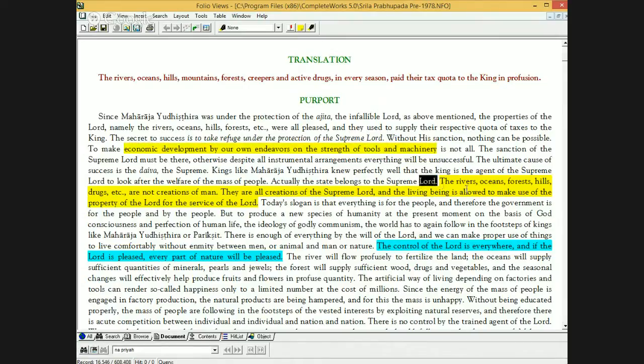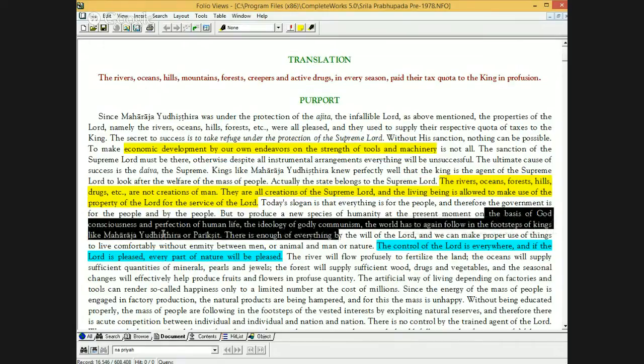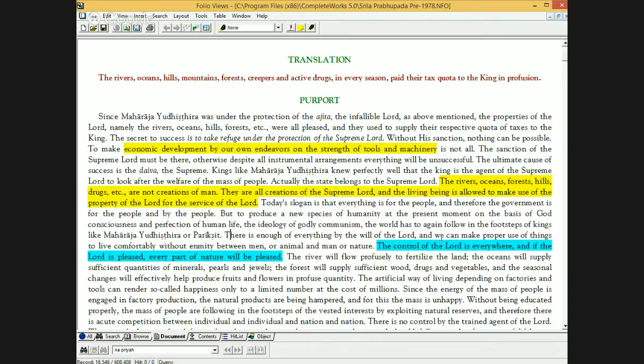Very interesting. The rivers, ocean, forest, herbs, etc. are not creations of man. They're all creations of the Supreme Lord. And the living being is allowed to make use of the property of the Lord for the service of the Lord. Today's slogan is that everything is for the people, therefore the government is for the people and by the people. To produce a new species of humanity at the present moment on the basis of God consciousness and the perfection of human life, the ideology of godly communalism, the world has to again follow in the footsteps of kings like Maharaj Yudhishthira and Parikshit. There is enough of everything by the will of the Lord, and we can make proper use of things to live comfortably without enmity between men or animals and man and nature.